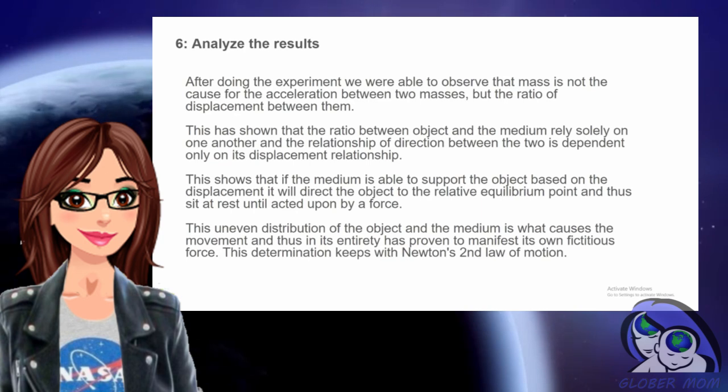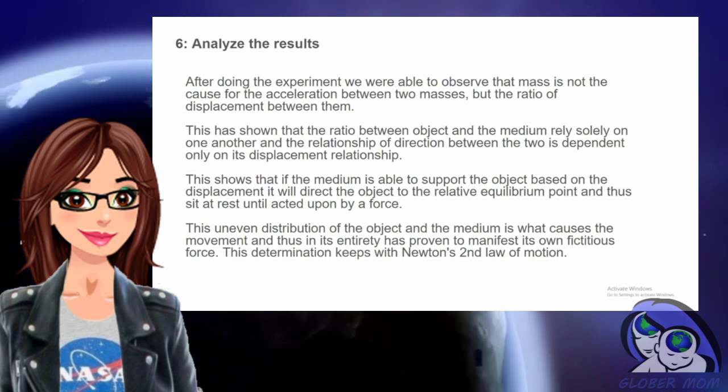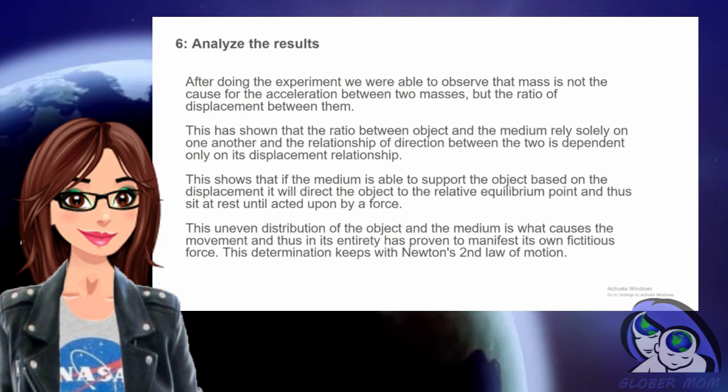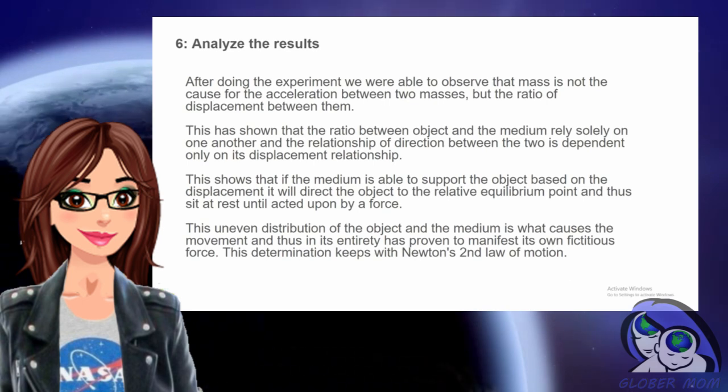Then we move on to analyze the results. After doing the experiment, we were able to observe that mass is not the cause for the acceleration between two masses, but the ratio of the displacement between them. This has shown that the ratio between the object and the medium relies solely on one another, and the relationship of direction between the two is dependent on only its displacement relationship. This shows that if the medium is able to support the object based on the displacement, it will direct the object in the relative equilibrium point and thus sit at rest until acted upon by a force.